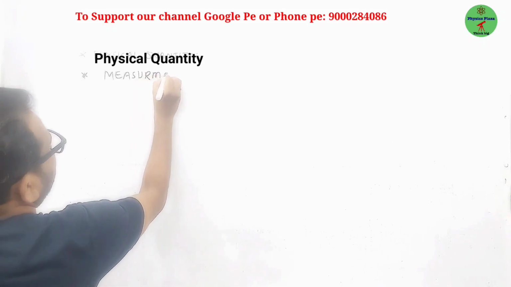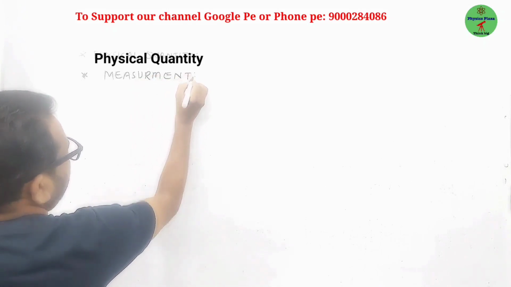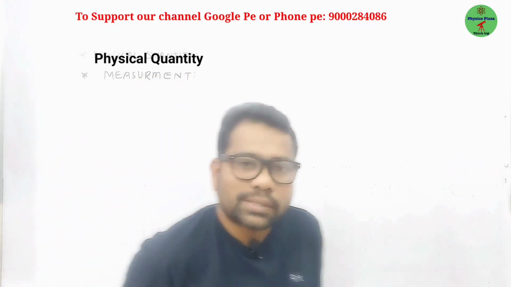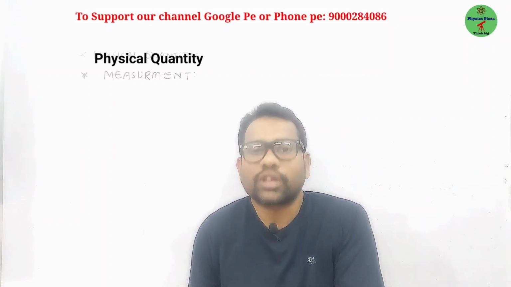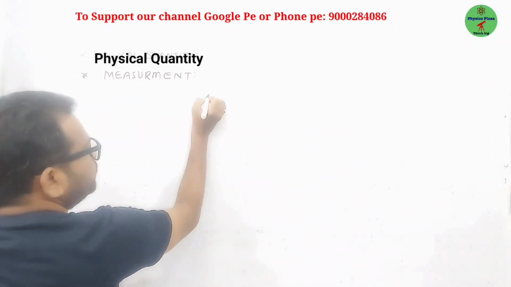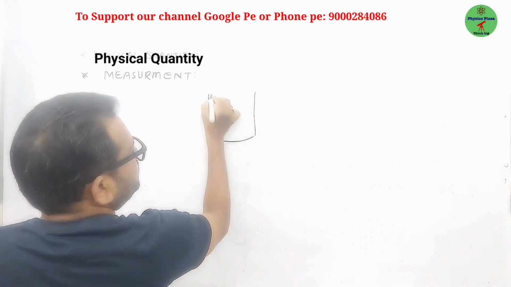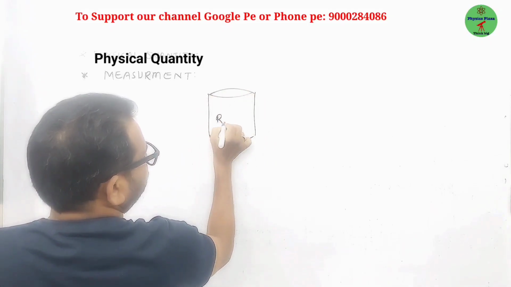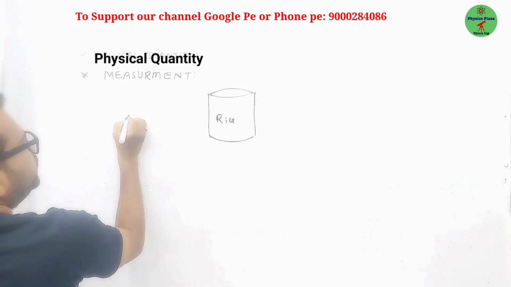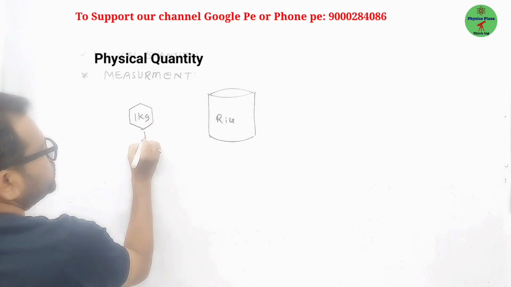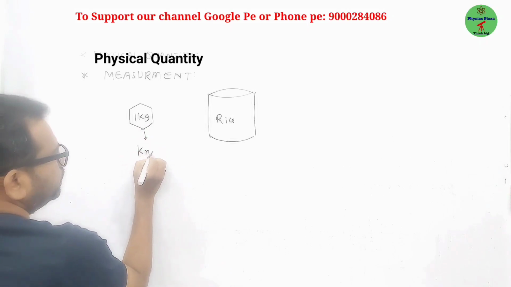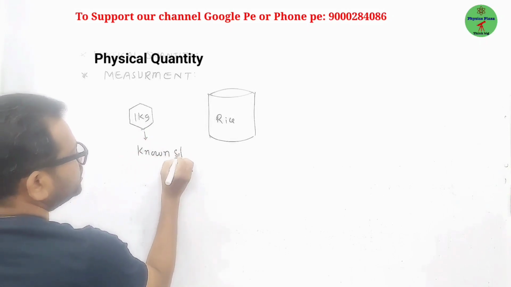Measurement. So dear children, when we go to a shop to buy, let us say, rice, if you want 10 kg, 5 kg, or 2 kg, that rice will be in a bag. To measure this they will use a weight, right? Let us say it's a 1 kg weight. So this is a known one, right? It is a known standard quantity.